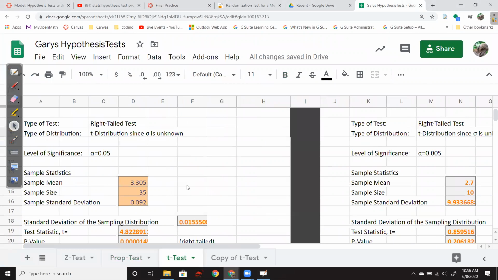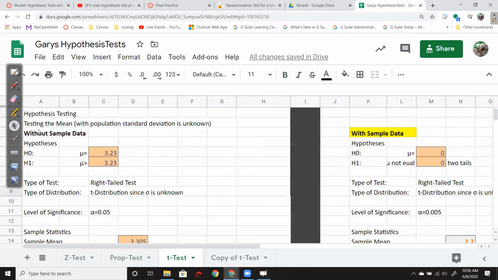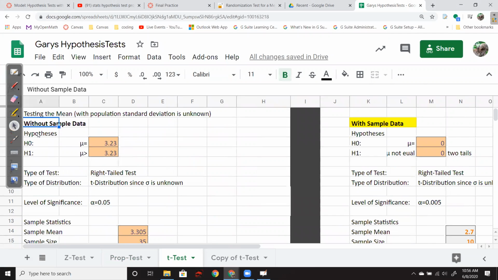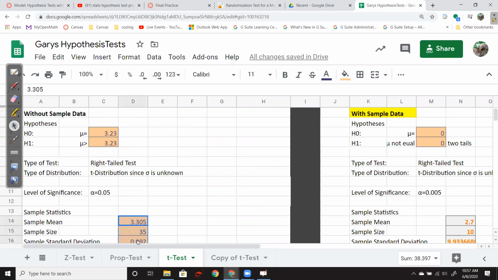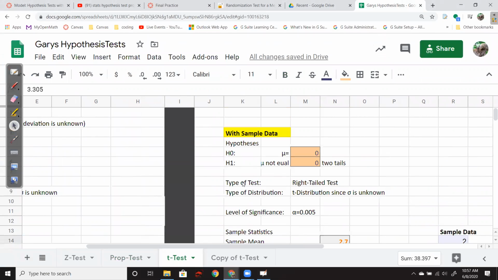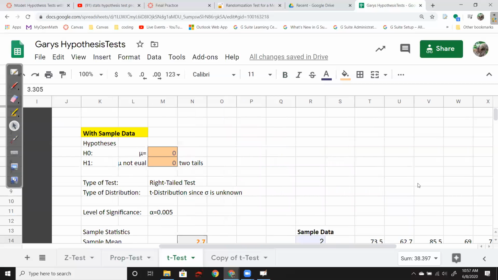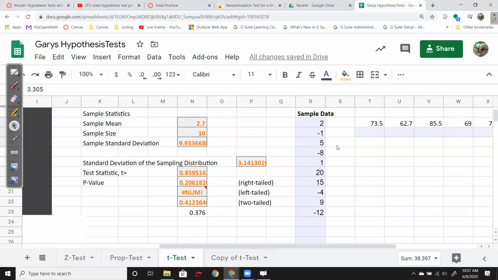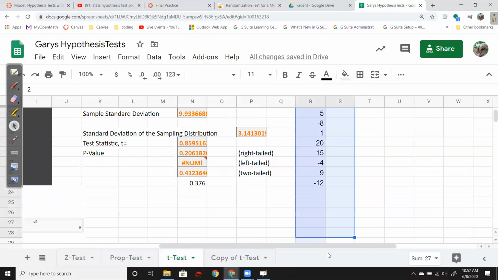And then there's two versions of the spreadsheet here. There's the left side that says you don't have the sample data, you're just given the summary statistics. Or the right side says you know the sample data, you have it, so you would just replace whatever's in this column with your sample data.